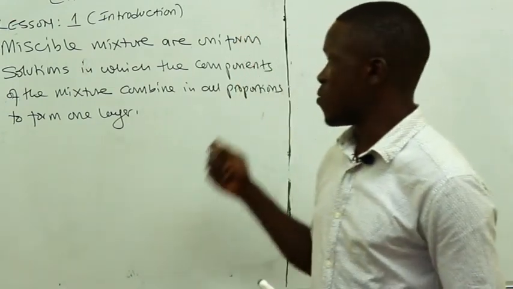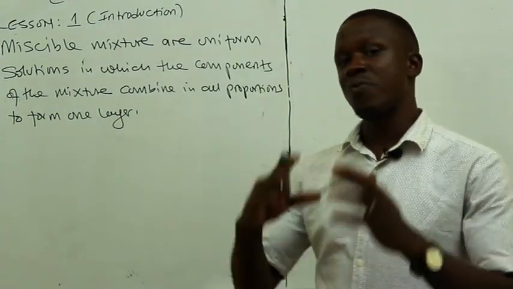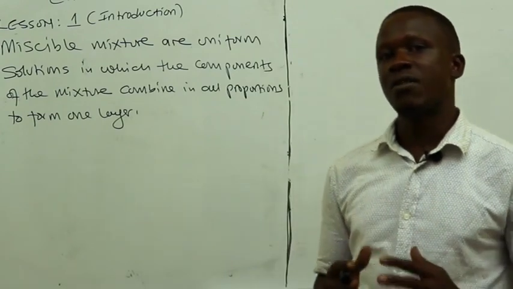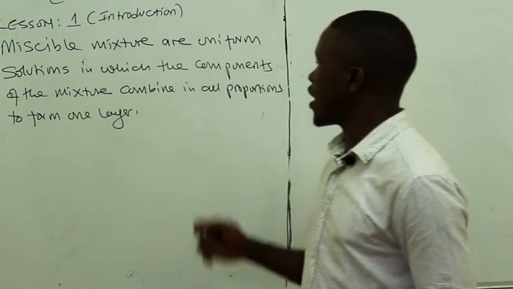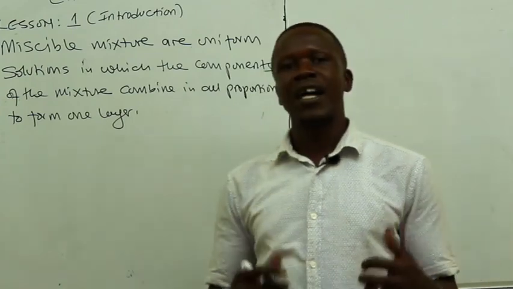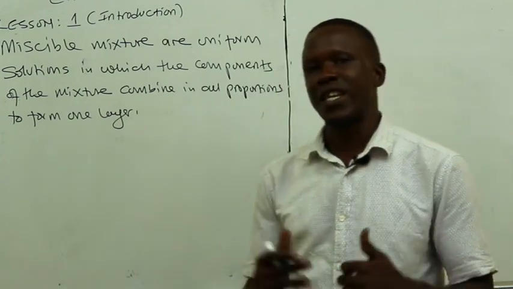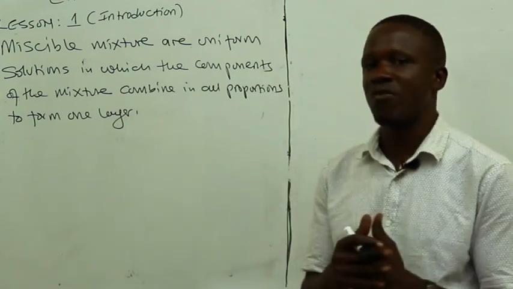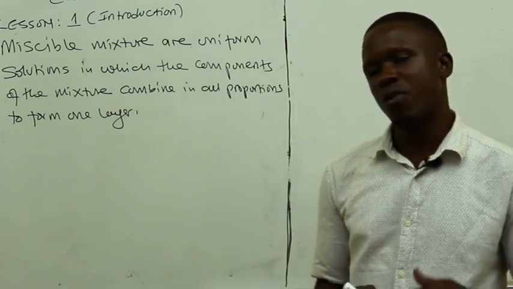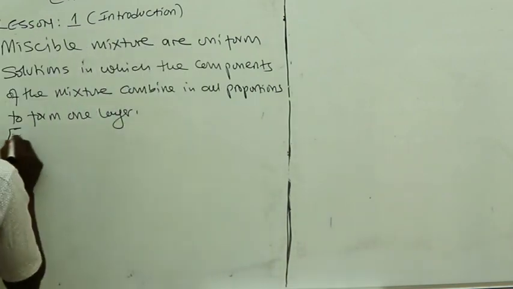Now, these ones, they form one layer. You have component A mixing with component B, and the result is a single layer, meaning that the components have accepted to combine in all proportions so that we form one layer, and we shall describe that as a miscible mixture.